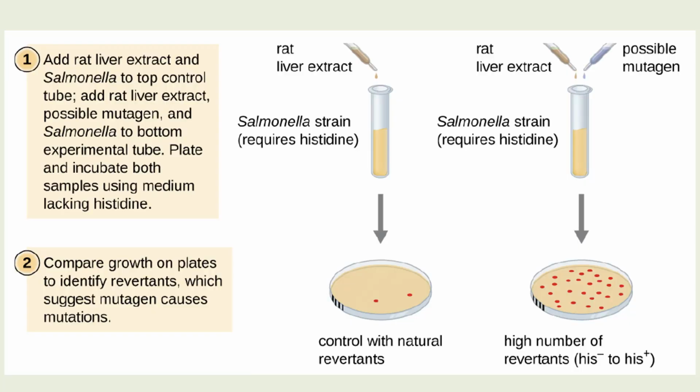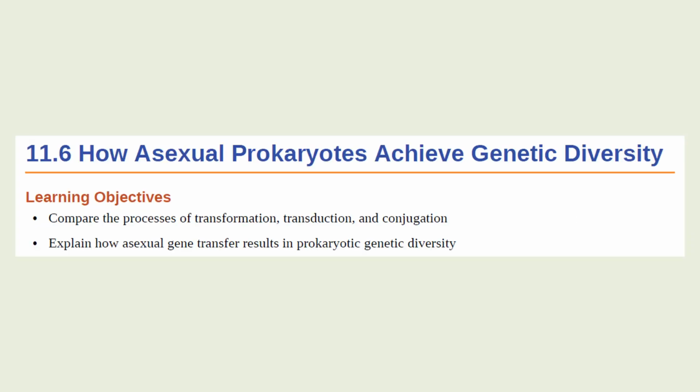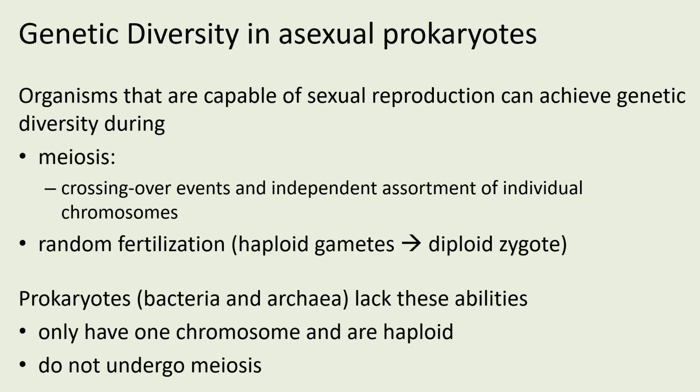Okay, so that's going to end the section on mutagens. We're next going to move on to how bacteria achieve genetic diversity. Now, using bacteria as a genetic model has its benefits as well as its limitations. For example, organisms that are capable of sexual reproduction can achieve genetic diversity during the crossing over events that are seen in prophase 1 of meiosis, as well as during random fertilization during the fusion of their 2 gametes.